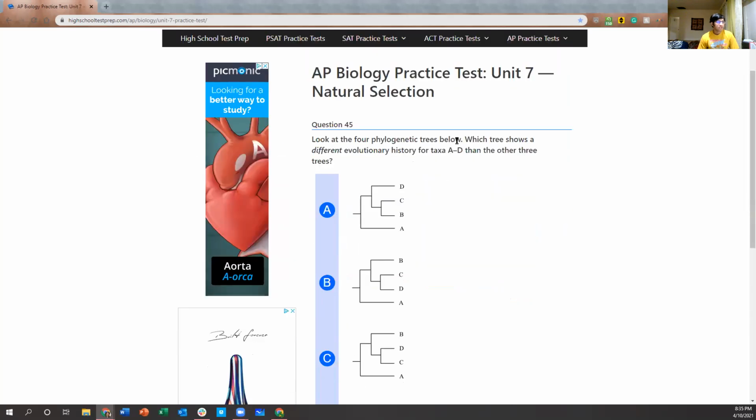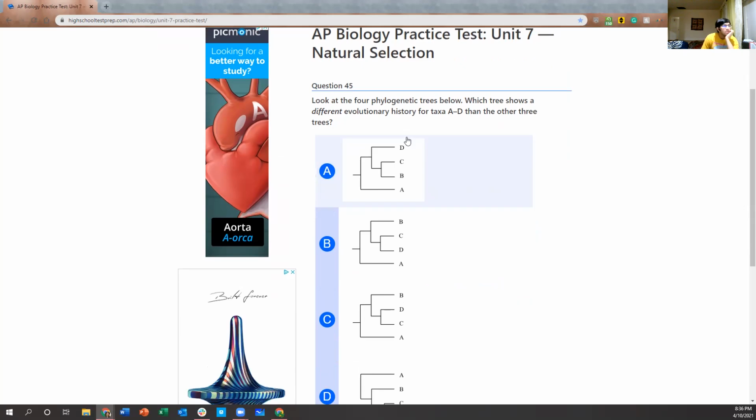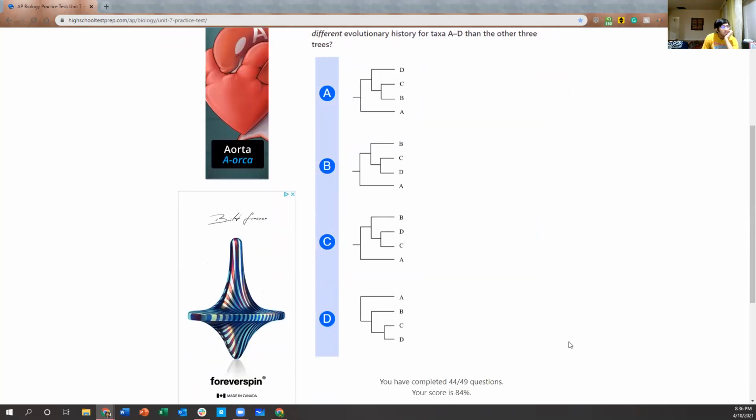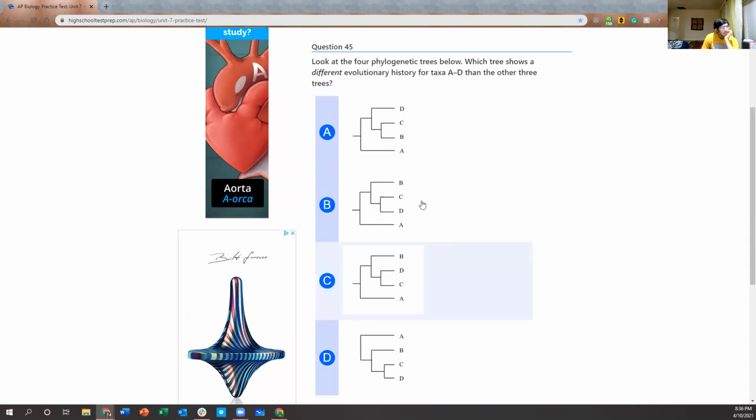Okay, look at the 4 phylogenetic trees. One has a different evolutionary history for taxa A through D than the other 3 trees. I'm not exactly sure what this means, but in either case, A seems to be the outlier. I think that's evident.